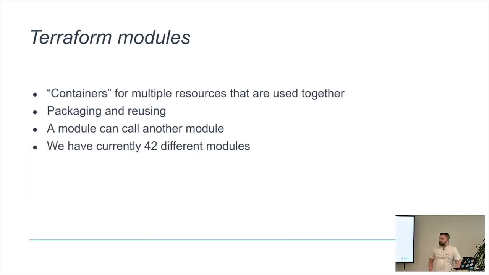Then we started writing a ton of modules, Terraform modules. Basically, a Terraform module is just an abstraction that groups together many different Terraform resources. It's really useful for packaging and reusing Terraform code. And one important thing is that a module can call another module and abstract even further. So looking back, we now have 42 different Terraform modules for our GCP and GKE solution.